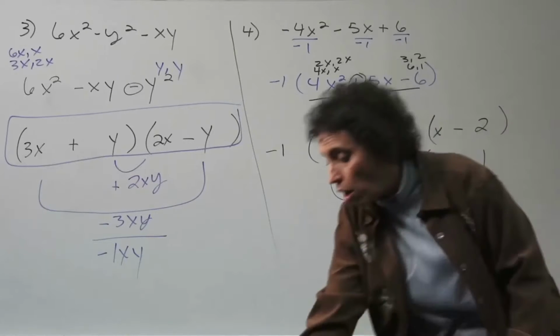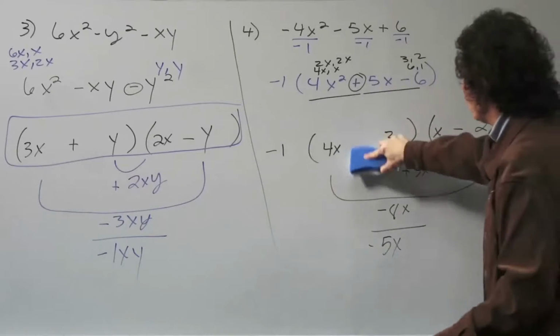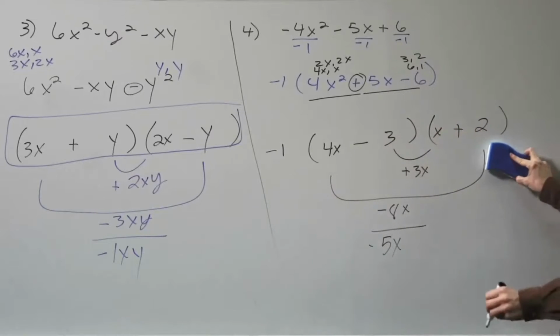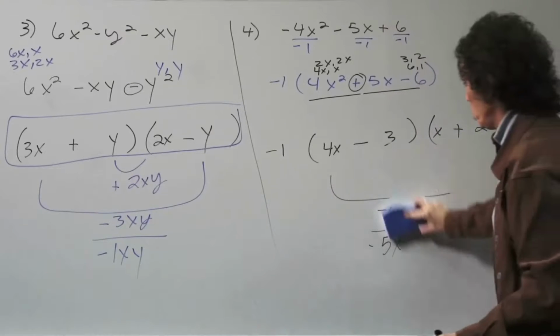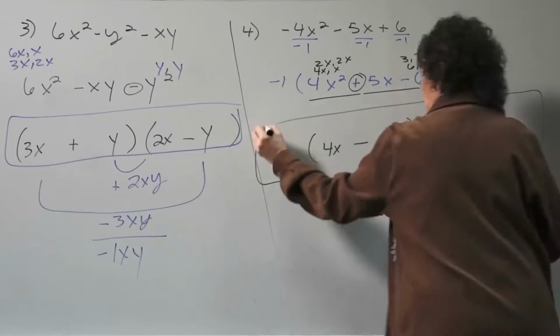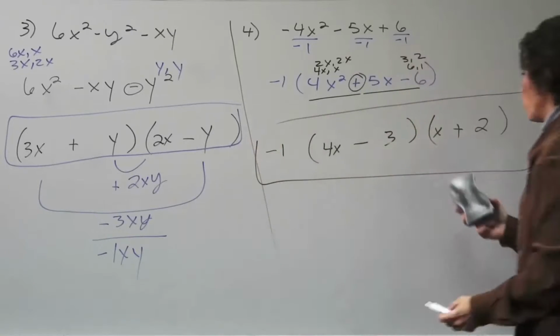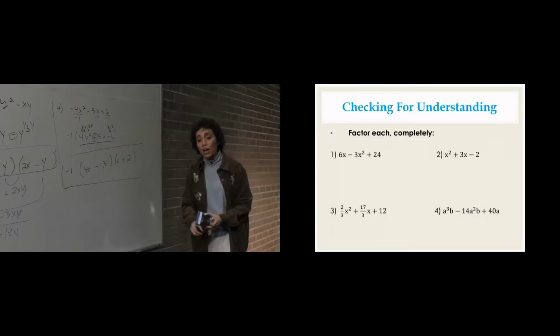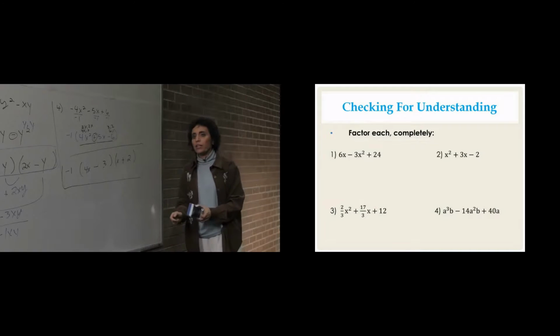So I'm done with all the hard stuff. So all I'm going to do is change the signs here. And that's my final answer. I'm going to erase this. Here we go. And I have 3 factors. Negative 1 times the quantity 4x minus 3 times the quantity x plus 2. I am done. There's 4 left. 4 left. We can do it.